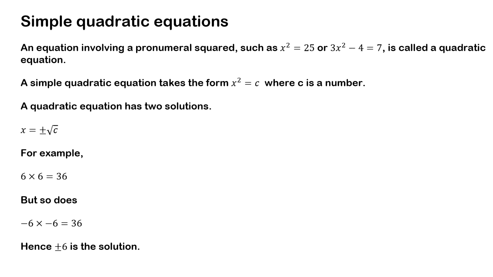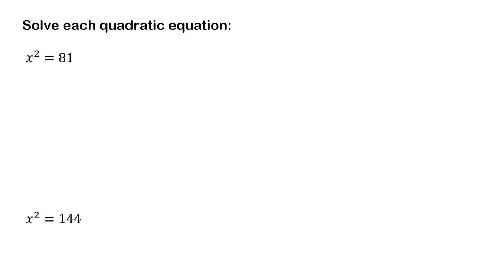For example, if we had 6 times 6, that equals 36. But so does negative 6 times negative 6. Hence, if we have the square root of 36, our answer is plus or minus 6, because both those times together will equal the answer 36. We will now solve some questions.